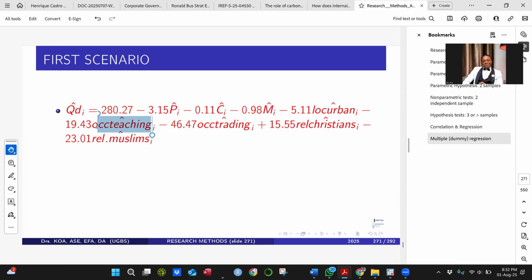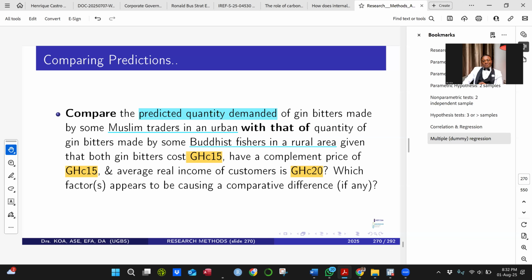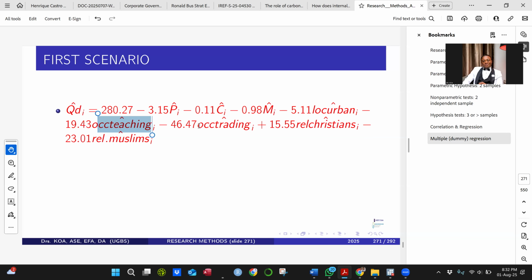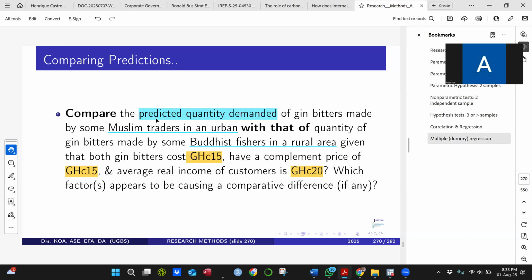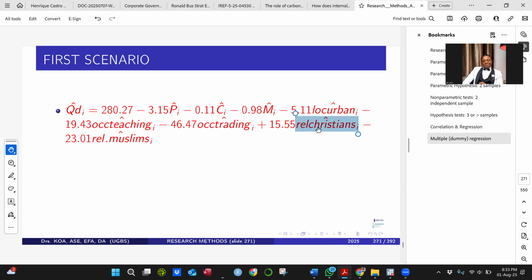Then we are told about occupation teaching. But from the story, the people are not teachers, they are traders. So occupation teaching will be 0. Then we have occupation trading. Oh yeah, because we're told that the people are traders. So occupation trading will be 1. Then we have religion Christians. What will be the value there? 0. Because the people are what? Buddhists. No, they are not Buddhists. Muslims. They are Muslims. See, people are not paying attention. Because they are Muslims, this religion Christians will be 0. But this religion Muslim will be 1.